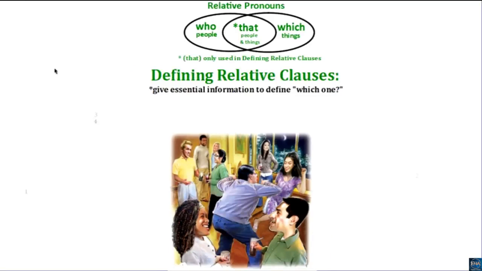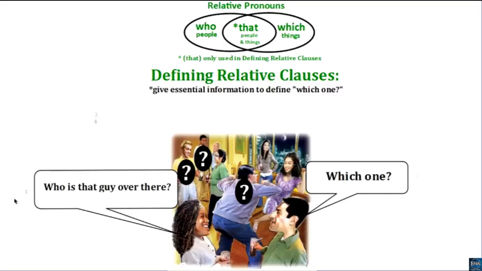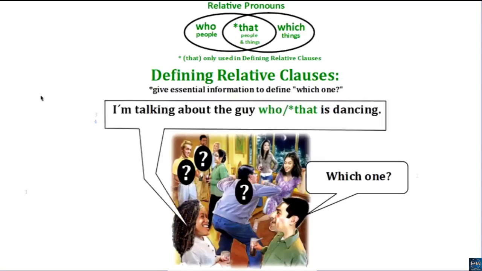So let's look specifically at the defining relative clause. And remember, these give essential information to define which one we are talking about. So if we remember, she said, "Who is that guy over there?" But we had one, two, three different guys. So he's going to say, "Well, which one?" Okay? So whatever information she's going to give is going to describe specifically which one, so she's defining it. And she's going to say something like this: "I'm talking about the guy who is dancing."